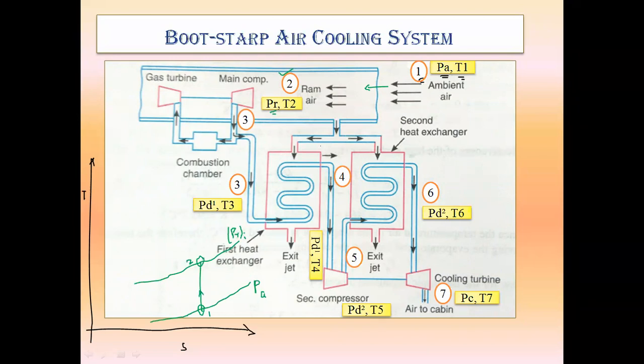But in actual practice, whenever the ambient air comes inside the aeroplane, there will be friction, and because of that friction, the process will not be reversible. So that process will be irreversible, and in that case, it will not be isentropic. Instead of isentropic, it will be a polytropic process.